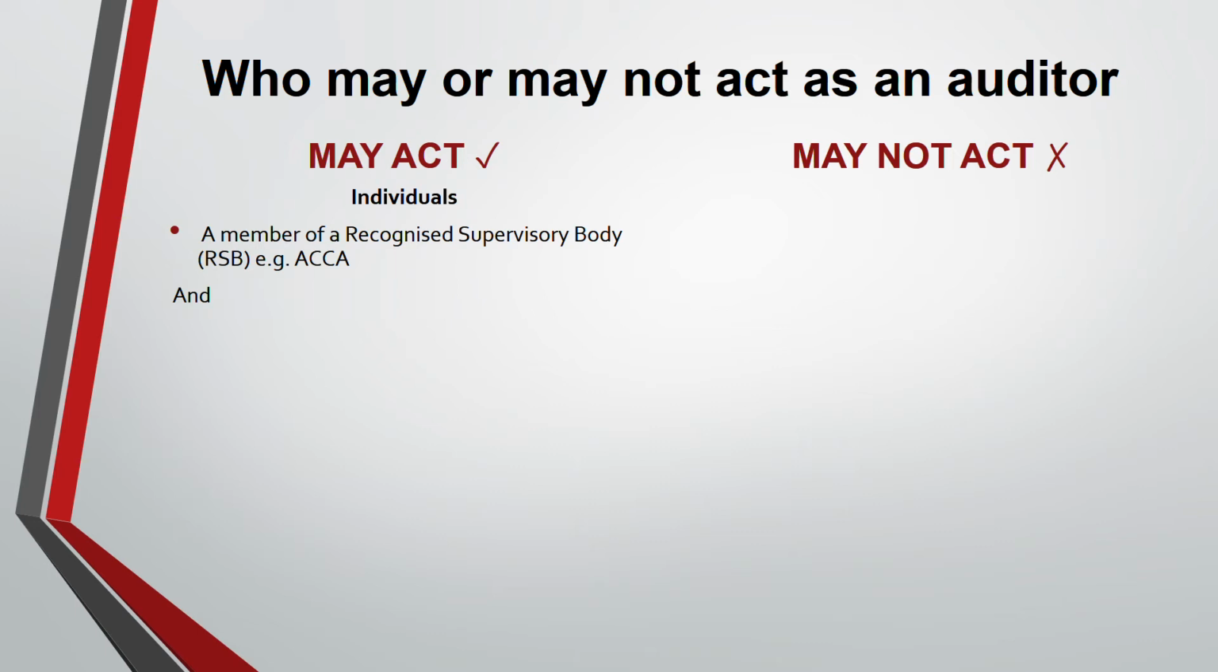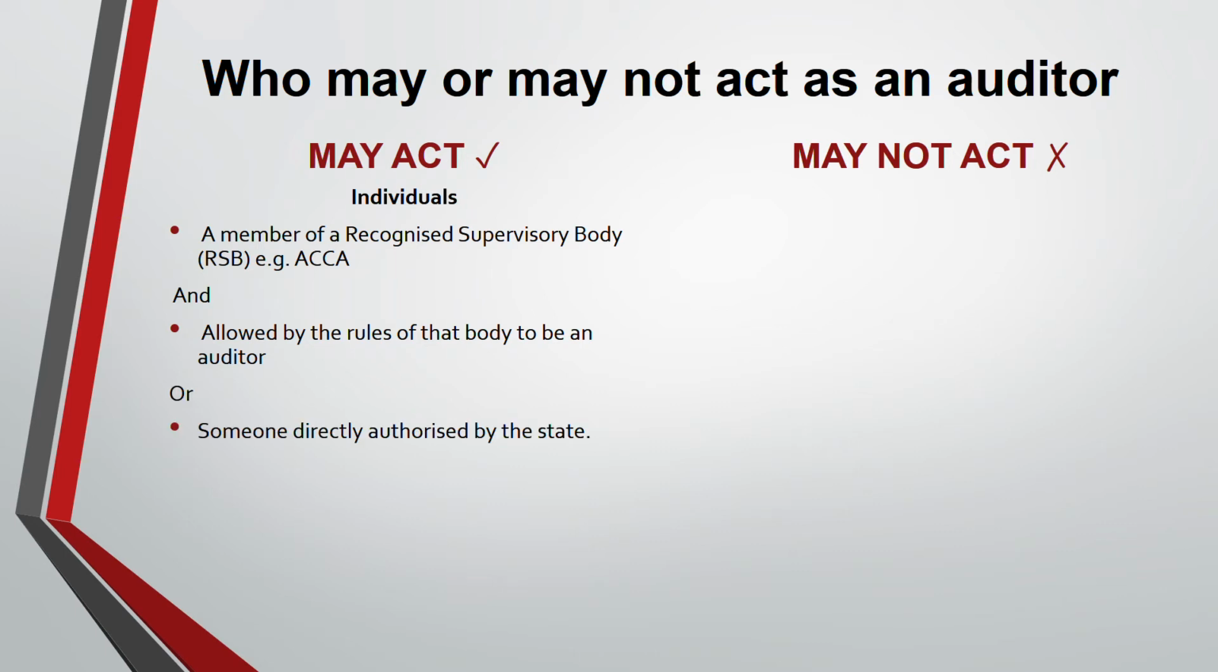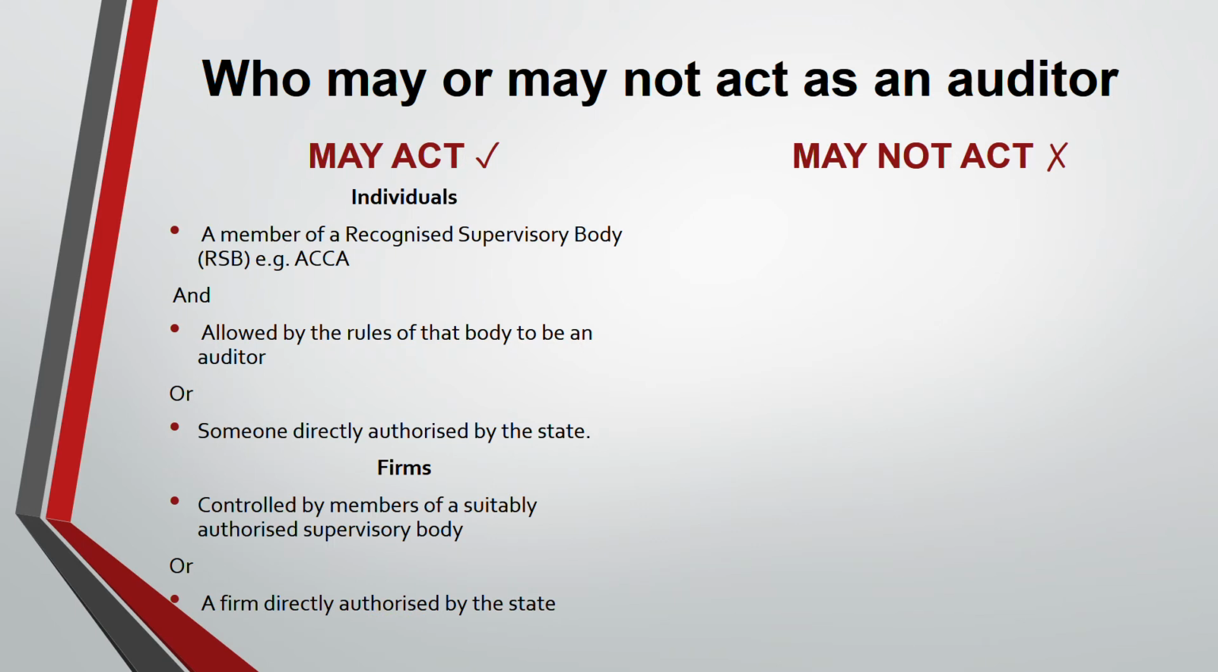And that means it's not just one; another condition needs to be met. That is, it should be allowed by the rules of that body to be an auditor. According to the rules of the ACCA, it should allow you to be an auditor. Or someone directly authorized by the state, where the law says that he should be an auditor. When it comes to firms, on the other hand, the firm should be controlled by the members of a suitably authorized supervisory body, same as individuals. Okay, should be a member of the supervisory body, or a firm authorized by the state.